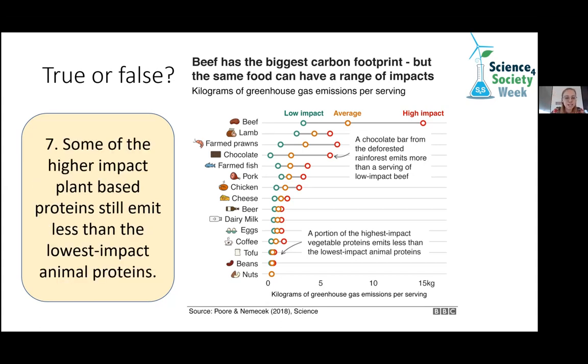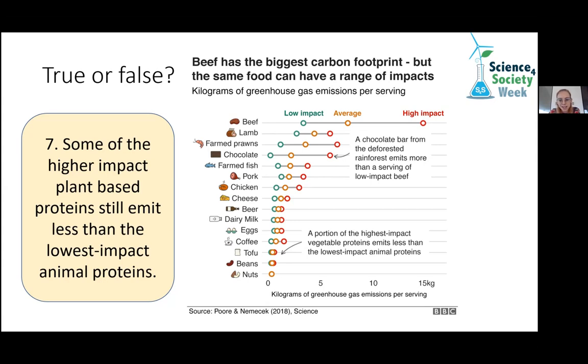Everyone's doing really well at this. So number seven, some of the higher impact plant-based proteins still emit less than the lower impact animal proteins. So remember, we have our plant proteins mostly down the bottom and our meat animal proteins mostly up the top. So some of the higher impact, and that's the red bit here, plant-based proteins are still less than the animal proteins.